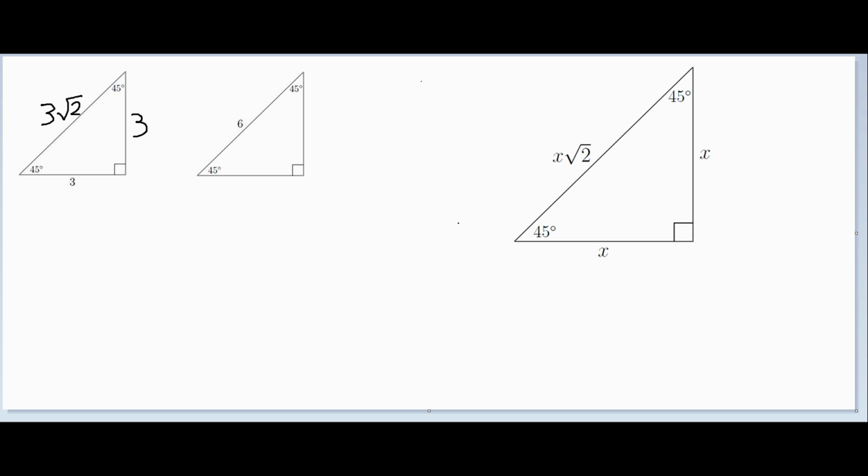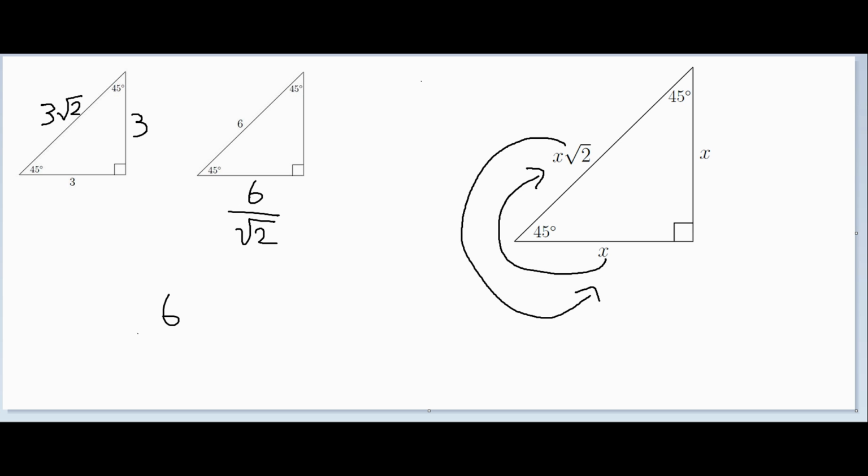Now, just like in the 30, 60, 90 right triangle, in this one, if we're going from a leg to the hypotenuse, we're going to multiply by the square root of 2. If we're going the other way, we're going to do the reverse operation, which is division. So we will divide by the square root of 2. So to go from the hypotenuse in this example to one of the legs, we would divide by the square root of 2.